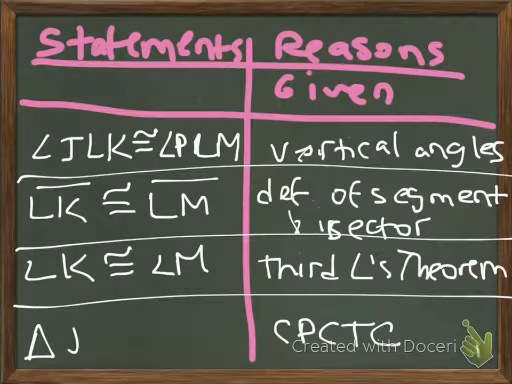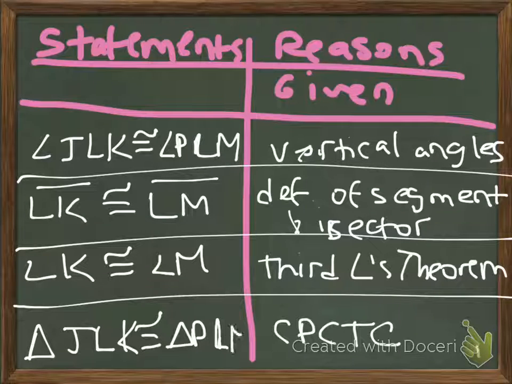So triangle JLK is congruent to triangle PLM in that way. And this should help you with one of your problems on your homework. You can use actually many of these same statements and reasons to prove the 2 triangles are congruent. And that concludes lesson 4.3.